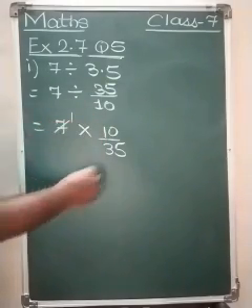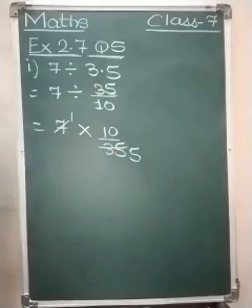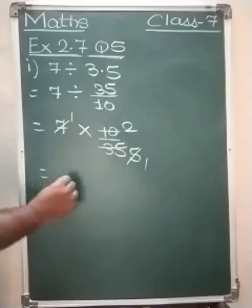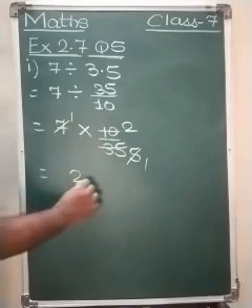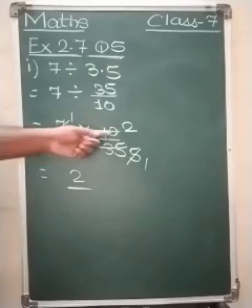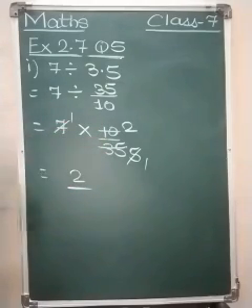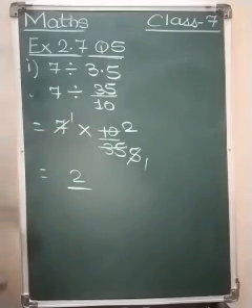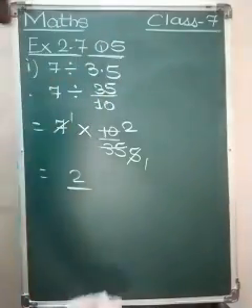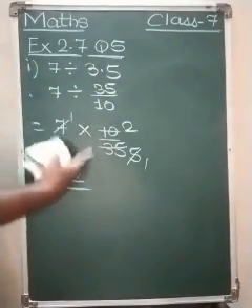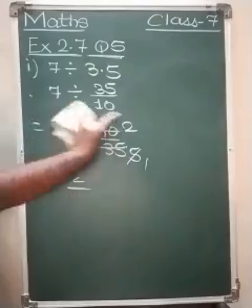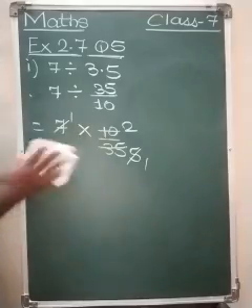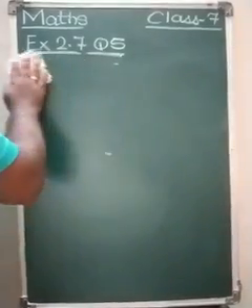So 7 ones are 7, 7 fives are 35, 5 ones are 5, 5 twos are 10, so the answer is 2. Or 7 into 10, 70 divided by 35, the answer would be 2, and done. Okay, so easy sums, only this part and this part. You should remember what we have to keep, what we have to flip, and what we have to change. Next sum.